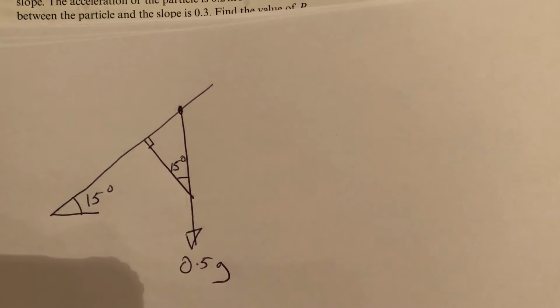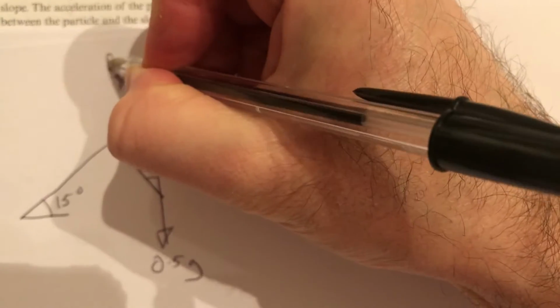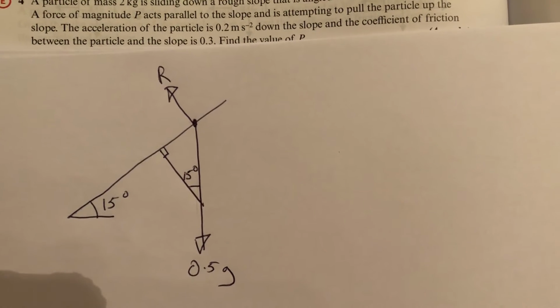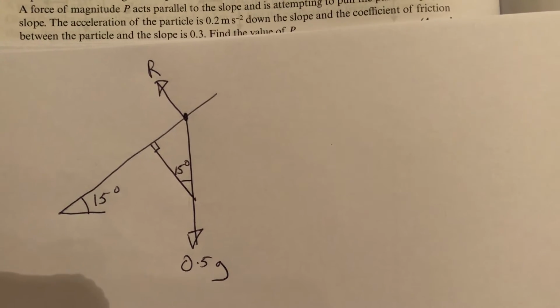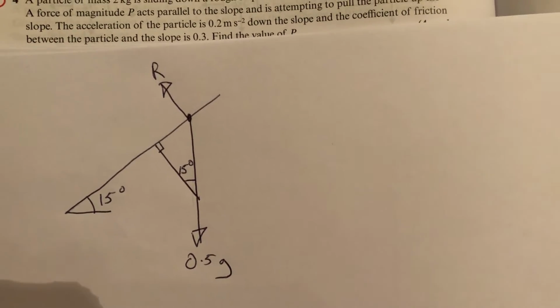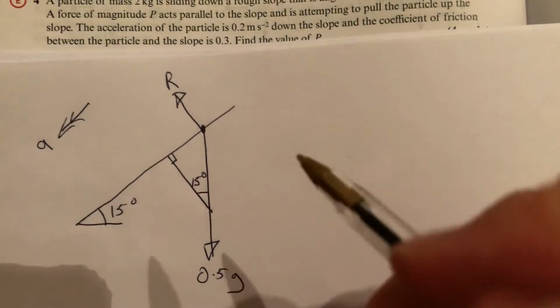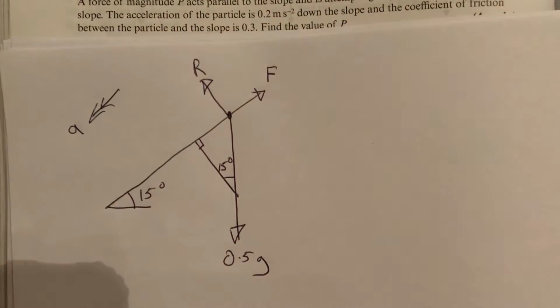Next, there will be a normal reaction, which is at 90 degrees to the direction of motion. It says it's angle 15 degrees, and the particle is sliding down a slope. That's what I was looking for, to see which direction it's in, because that's all important. So acceleration is that way. That means the frictional force must be in the opposite direction, which is up the slope that way.